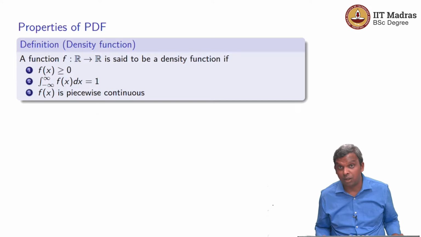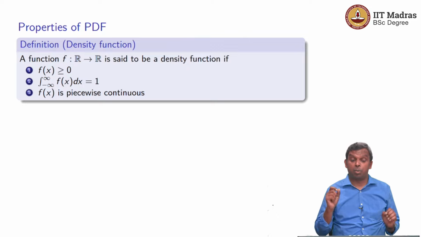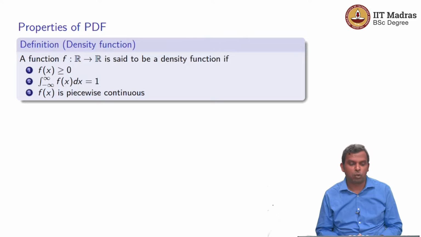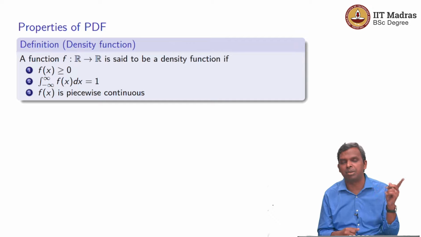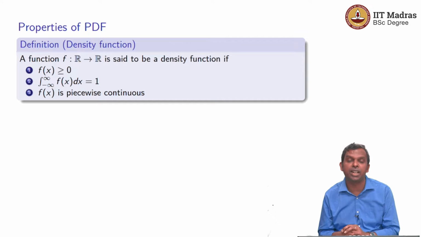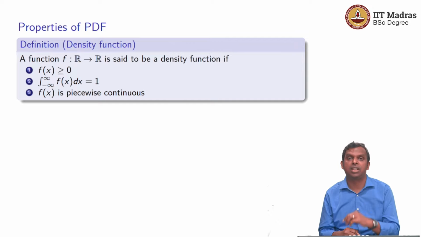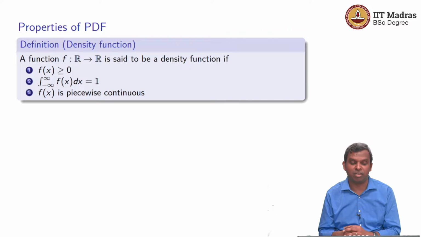So what are the properties? How do you identify a PDF? What are the properties that the PDF has to satisfy? Here's the definition of a density function. You remember we had a definition for a distribution function, the cumulative distribution function. Which functions are valid CDFs? Like that, which functions are valid PDFs? What functions are valid densities?